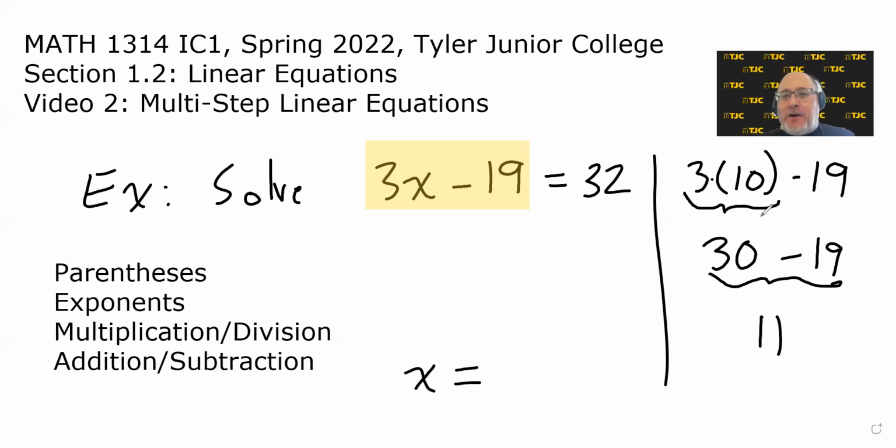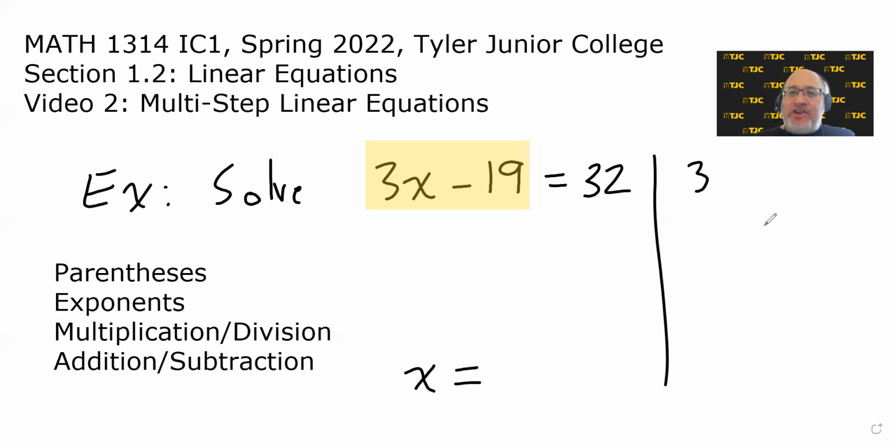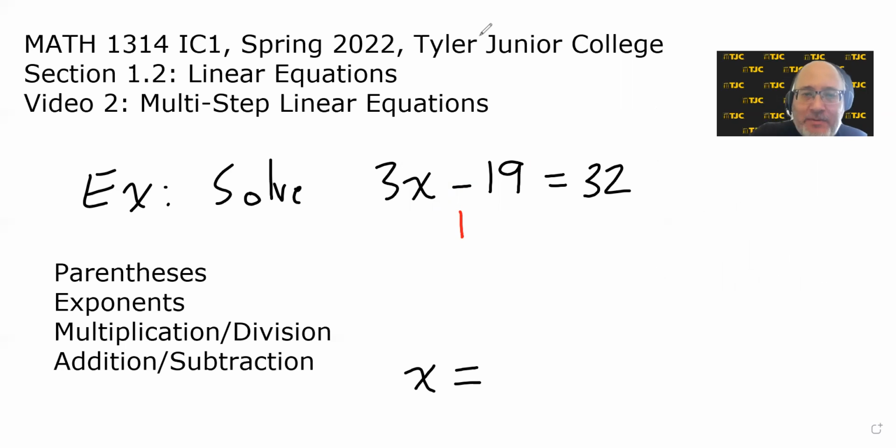So what does that mean here? Well, if I were doing the expression 3x minus 19, once you give me a number for x, I would multiply first and then subtract second. So when I'm undoing it, I'm going to undo the subtraction first and then undo the multiplication second. So we're going to start solving this equation by adding 19 to both sides first.